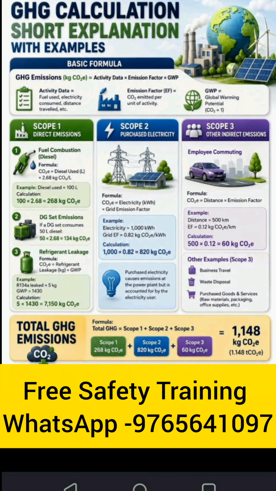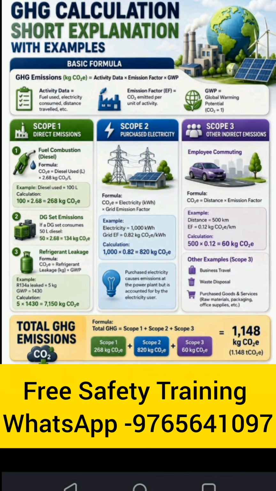Scope 3, other indirect emission, for example employee commuting. The formula: CO2 equals distance into emission factor. For example, the distance is 500 kilometers, and if you are using any vehicle, then the EF is 0.12 kg CO2 per kilometer. So calculation will be 500 into 0.12, so 60 kg CO2. Other examples of Scope 3 are business travel, waste disposal, purchased goods and services, raw materials, packaging, office supplies, etc.